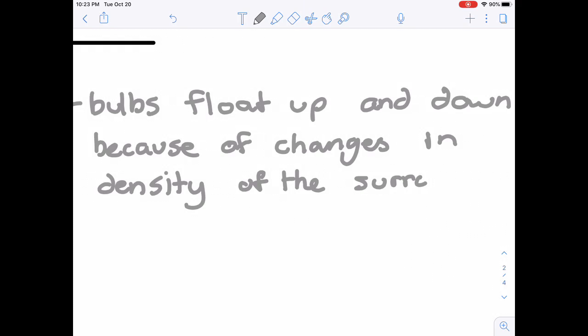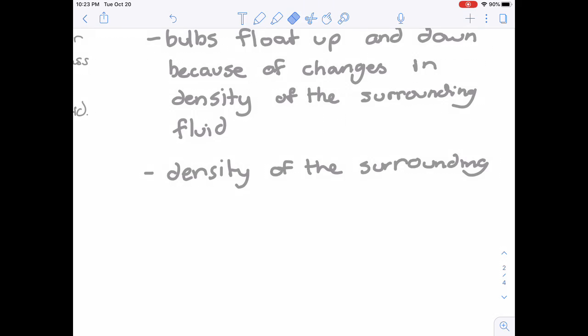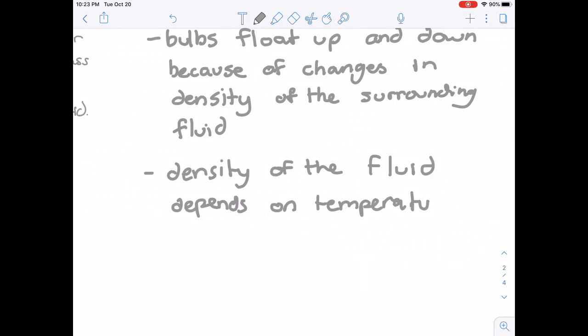The bulbs float up and down because of changes in density of the surrounding liquid. Because of thermal expansion, the density of the surrounding liquid depends on the temperature of the surrounding air. If the temperature is lower, the liquid will have less volume and therefore be more dense. If the temperature is higher, the liquid will have more volume and therefore be less dense.